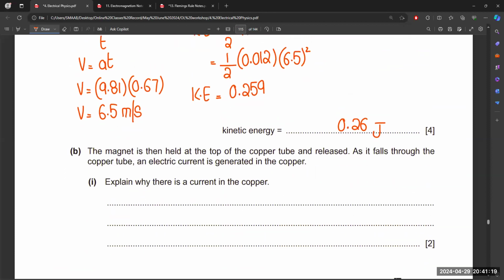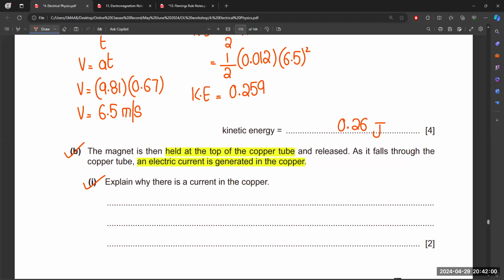Now the magnet is then held at the top of the copper tube and released. As it falls through the copper tube, an electric current is generated in the copper. So explain why there is a current in the copper. Basically this is the idea linked with electromagnetic induction, right? Because when we move a magnet through a coil or through any conductor, it will generate an induced EMF or induced current. This is basic, so we can write this answer easily.